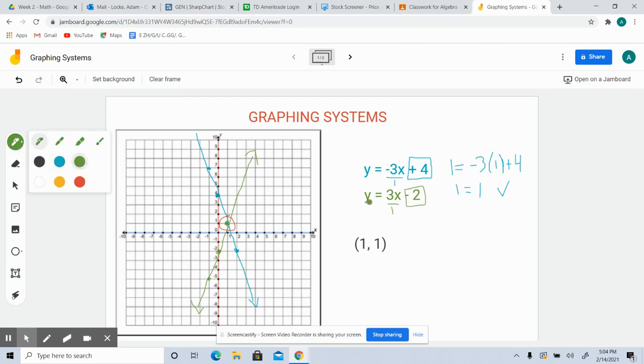For my second one, the y value is still 1, because remember, we're trying to find where the x and y are the same for both equations. So 1 equals 3 times the x value of 1 minus 2. Simplify the right side: 3 times 1 is 3, and 3 minus 2 is 1. That is also a true statement, so both of these will intersect at the same point.